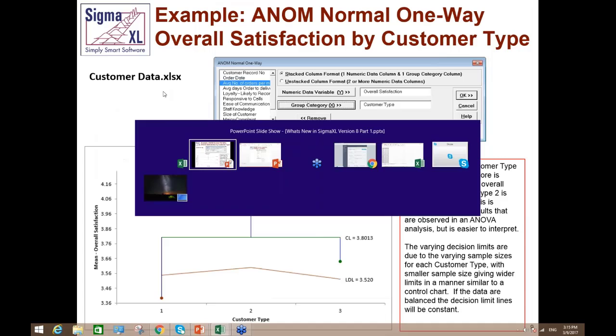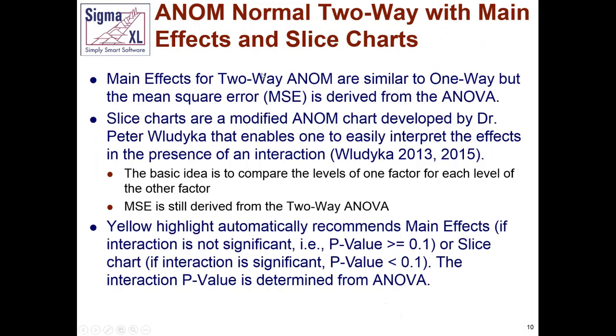Now I'm going to go back to the PowerPoint, and we'll look at two-way. In the two-way, we have what are called the main effects plots and the slice plots. The main effects plots are similar to the one-way charts, but the difference is that the mean square error is derived from the two-way ANOVA. So it's actually fairly close. If I ran two separate one-way ANOM charts, it would be pretty close to the main effects, except for an adjustment because the mean squared error is used from the two-way ANOVA.